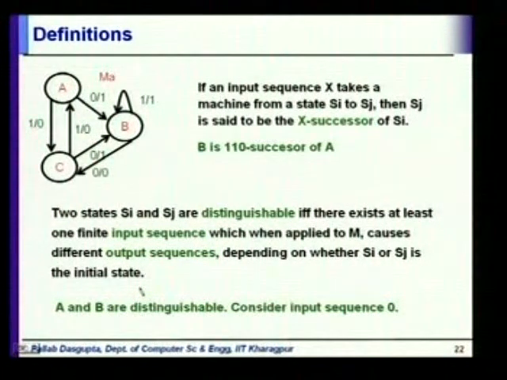A and B are distinguishable here. For example, consider input sequence 0. If you consider the input 0, then A produces 1. On the other hand, when you are in B, if you give input 0, then the output is 0. So, this is 0, this is 1, so they differ.